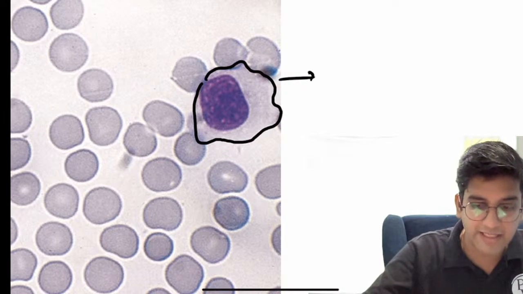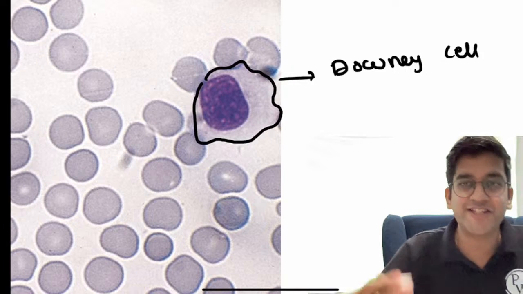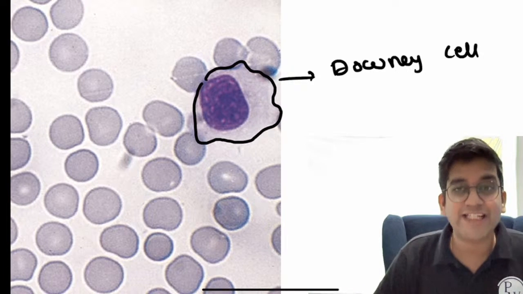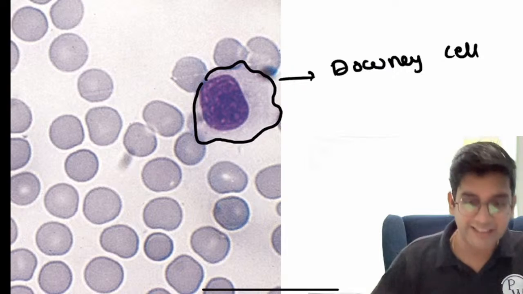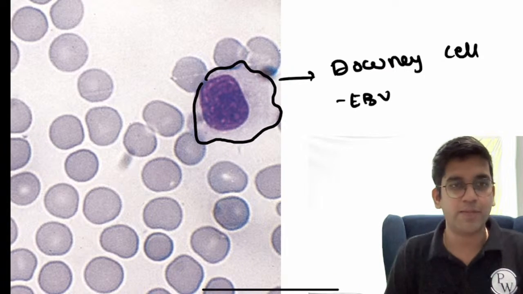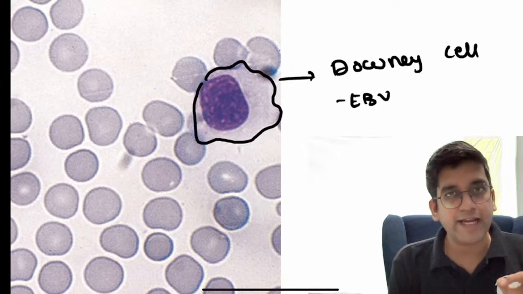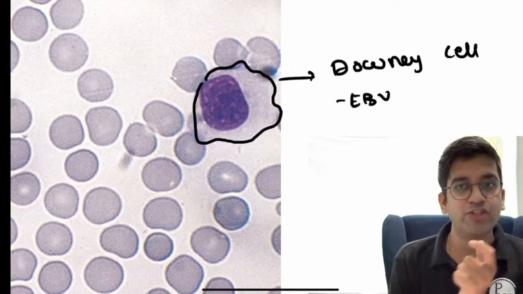Amazing, Akshay. That's a classical Downey cell. Perfect. Where do you guys see Downey cells? That's your classical ballerina skirt appearance in a Downey cell. You see it in EBV, infectious mononucleosis, right? Again, a leading question regarding EBV. EBV can enter a B lymphocyte via which receptor?